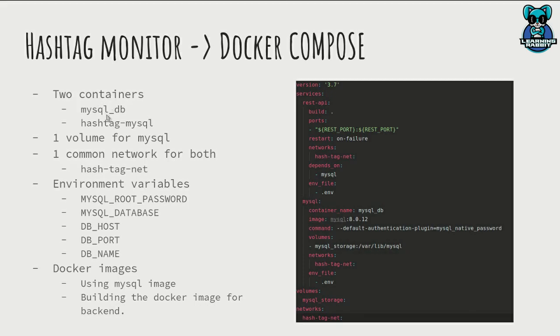So we'll have two containers, MySQL DB and hashtag MySQL, which was the REST backend. One volume for the MySQL, one common network for both of them so that they can communicate with each other. We'll have some environment variables that we are using in our application, and these two variables are used for the MySQL database.